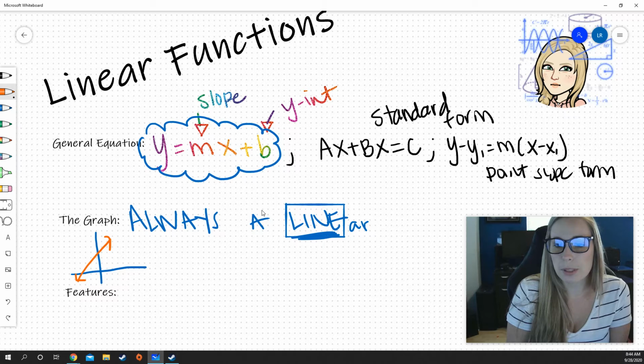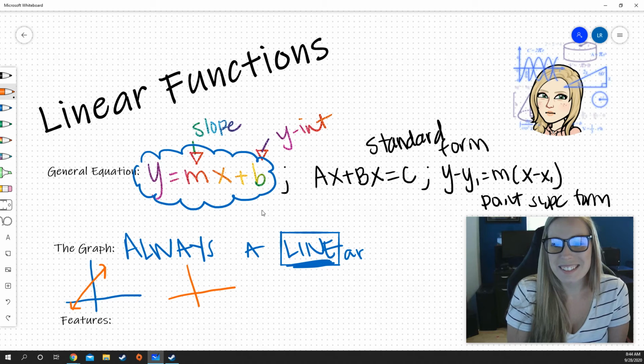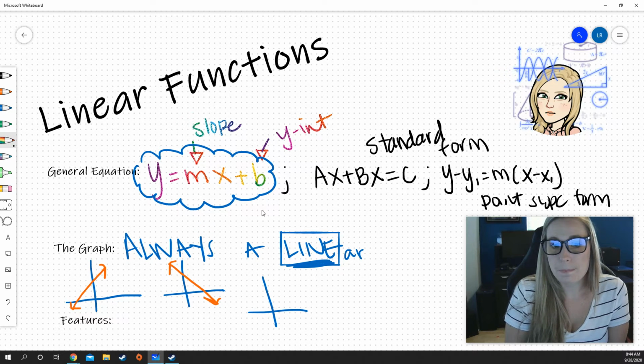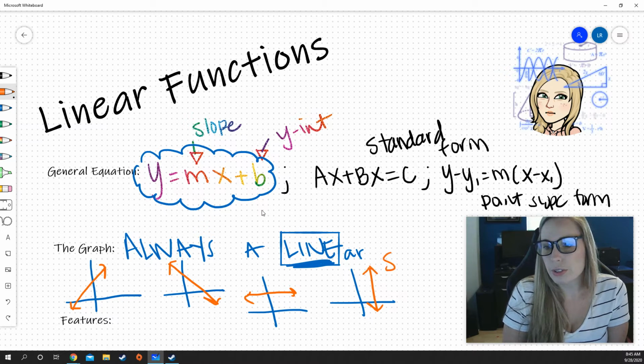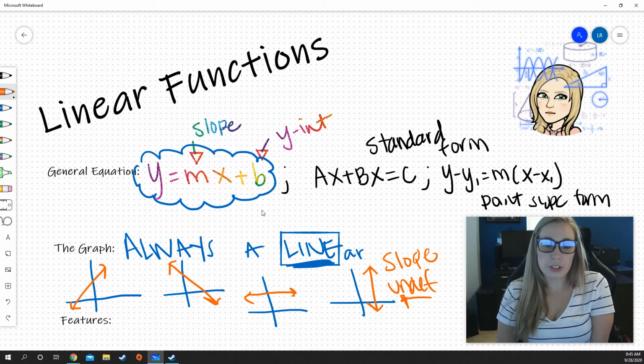So reading left to right, it's going to be increasing. It could be negative. It could be a straight line like this, or it could even be a vertical line. A vertical line is going to be a special case here where the slope is undefined. So slope is undefined. So those are your different types of linear equations or linear graphs.